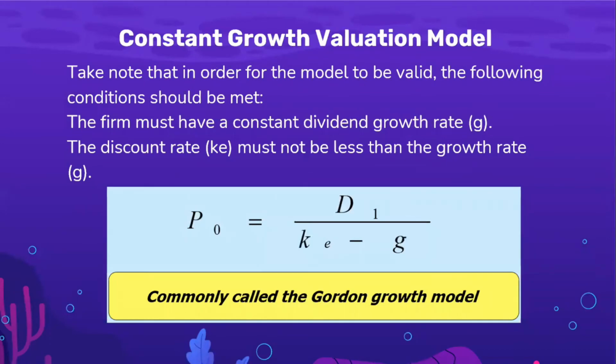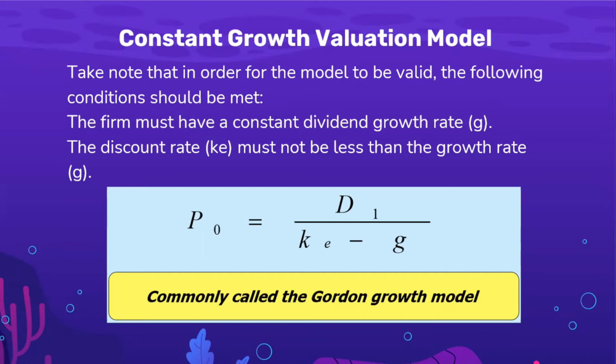Okay, so next we have the constant growth valuation model. Take note that in order for the model to be valid, the following conditions should be met. Number 1, the firm must have a constant dividend growth rate, that's g. Number 2, the discount rate must not be less than the growth rate. So before we proceed with the constant growth valuation model, we have to satisfy 2 conditions. First, there should be a constant dividend growth rate, and then the discount rate or the required rate of return must not be less than the growth rate.